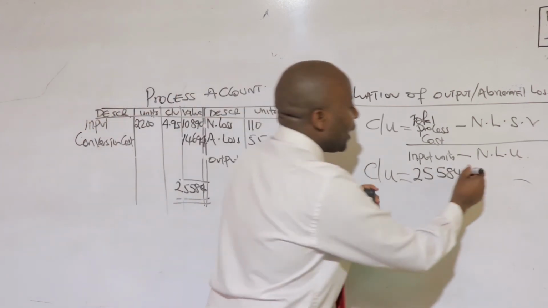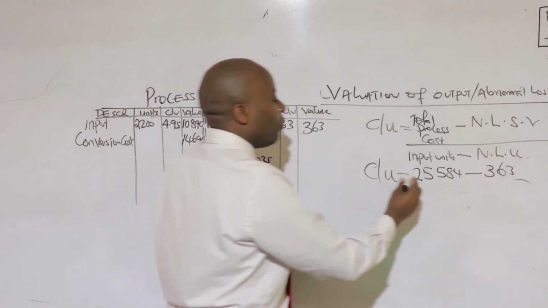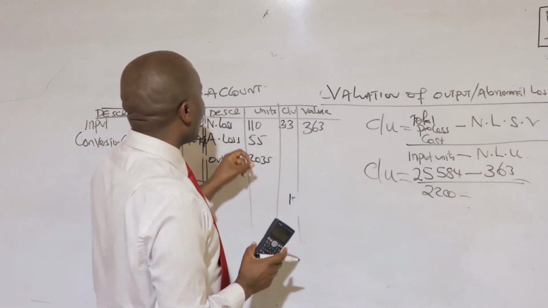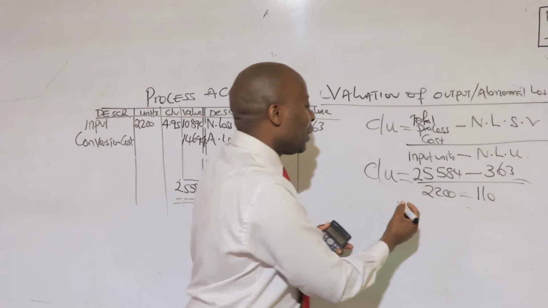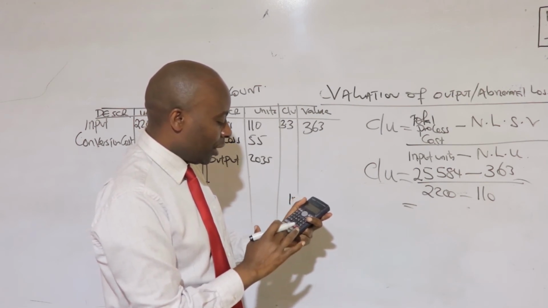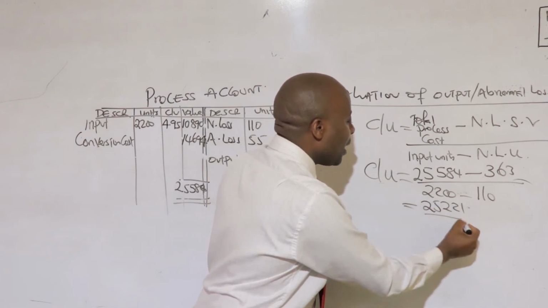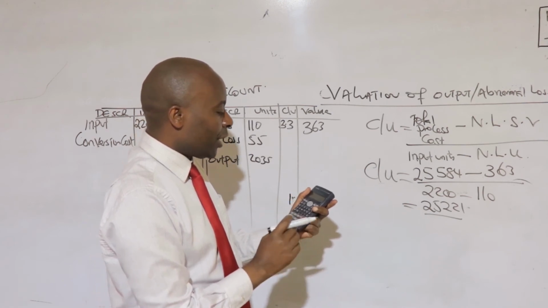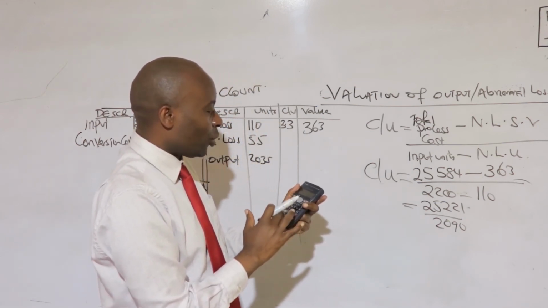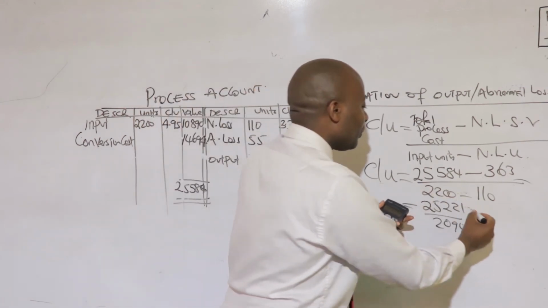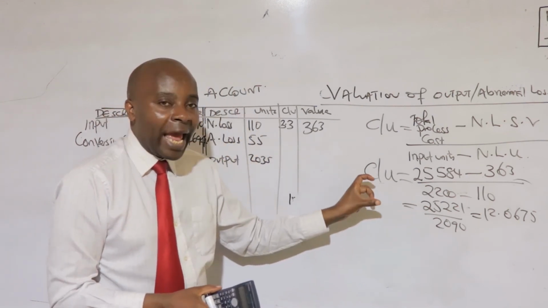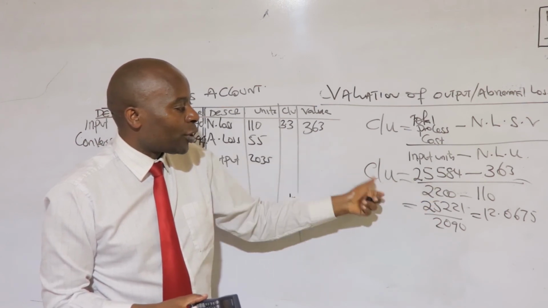Minus the normal loss scrap value, which is 363, all over the input units. Ladies and gentlemen, input units were 2,200 minus normal loss units, which were 110. So please move slowly, get the numerator and the denominator, and then you divide the two. 25,584 minus 363 gives me 25,221, all over 2,200 minus 110, which gives me 2090. Dividing gives me 12.0675. So the question wanted us to end it there, with 12.0675 as the cost per unit for the output.